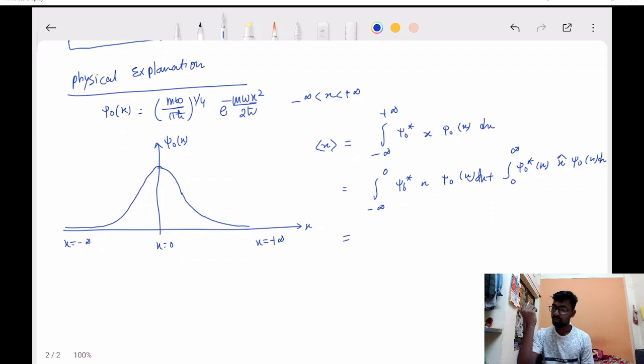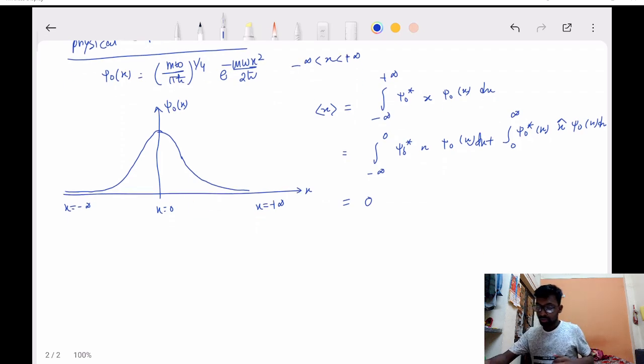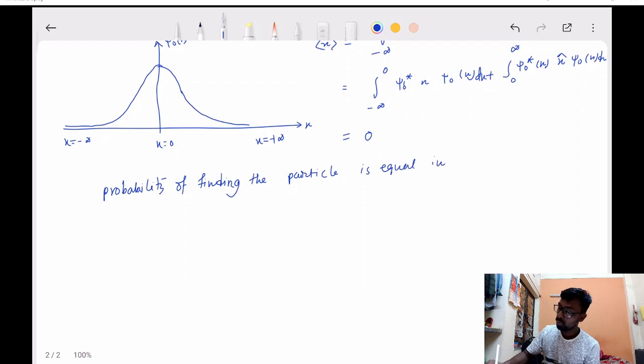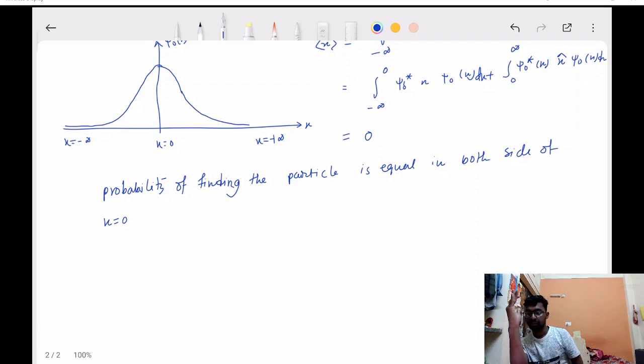So the expectation value gives you 0. What is the physical meaning of that? The probability of finding the particle from minus infinity to 0 and from 0 to plus infinity is the same. So what is the physical significance? The probability of finding the particle is equal on both sides of the origin, right? Both sides of x equals 0. At x equals 0, the probability to find the particle on the left side and on the right side is equal.